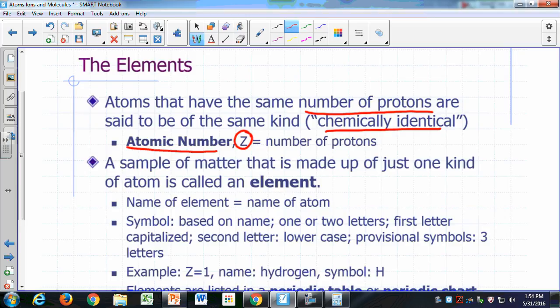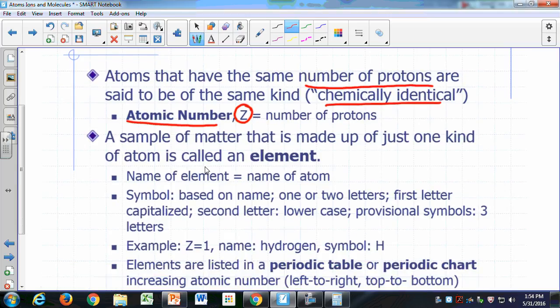A sample of matter that is made up of just one kind of atom, the simplest possible sample of matter that you can have in front of you, is called an element. All the atoms of a given sample of an element, if it's pure, would be of the same kind, so they all have the same number of protons. Because of that, the element and the atoms that make up the element share the same name, so they're used interchangeably, synonymously.